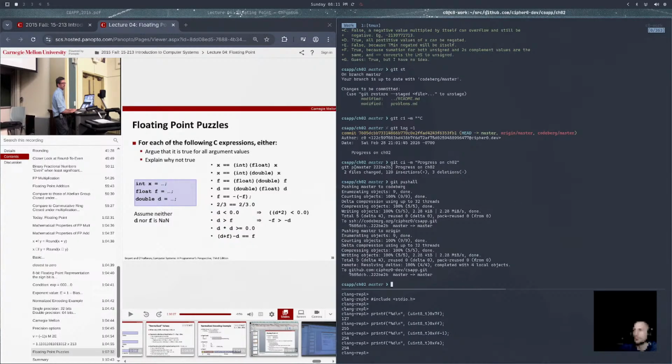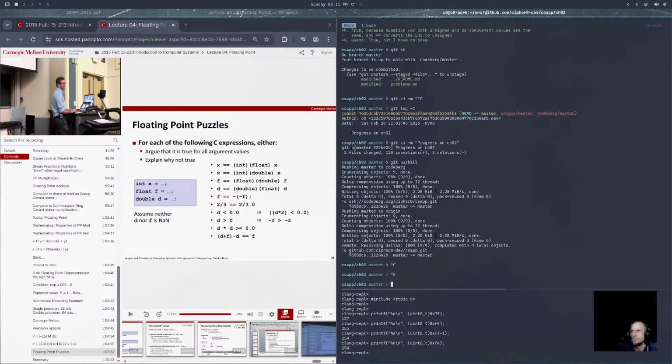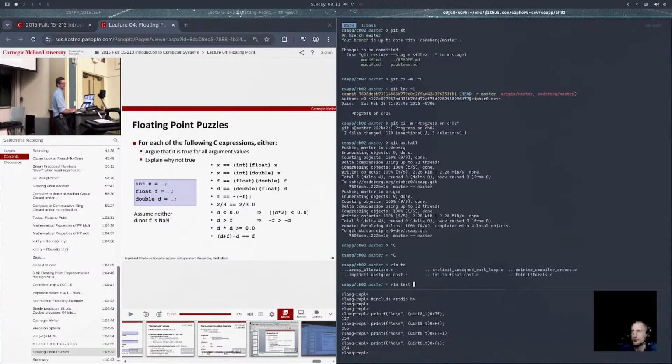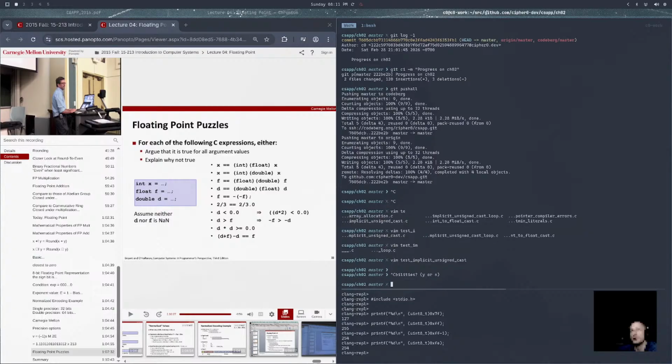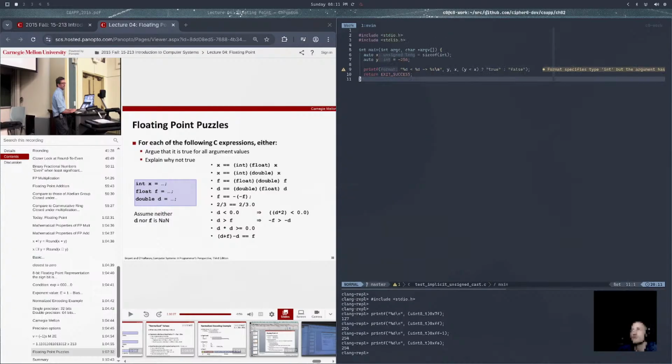So I can just open up any of the test files I have here. Vim, tests, whatever. Sure. Implicit, great. Can you just give me a C file, please? Okay, and here we're going to say auto z is equal to 2 divided by 3.0. So it's a double.